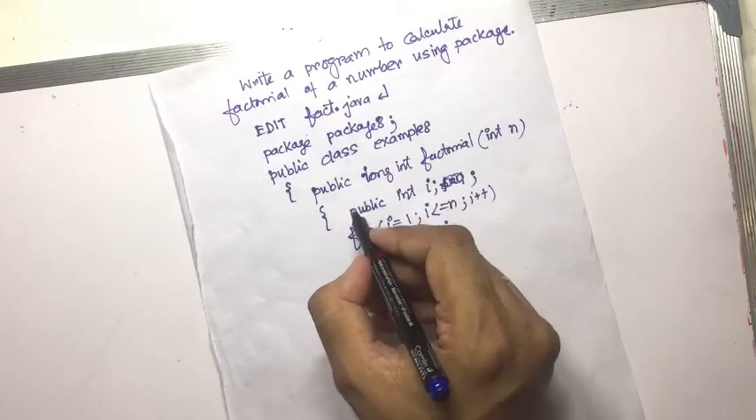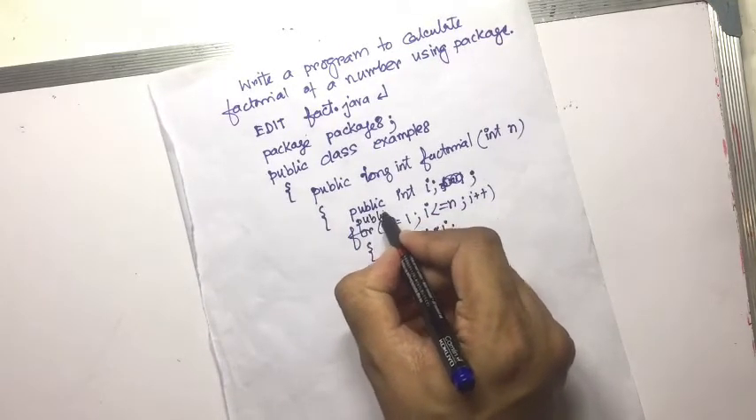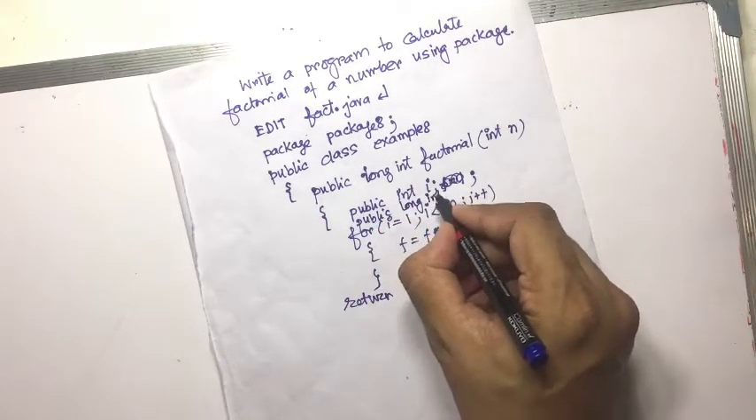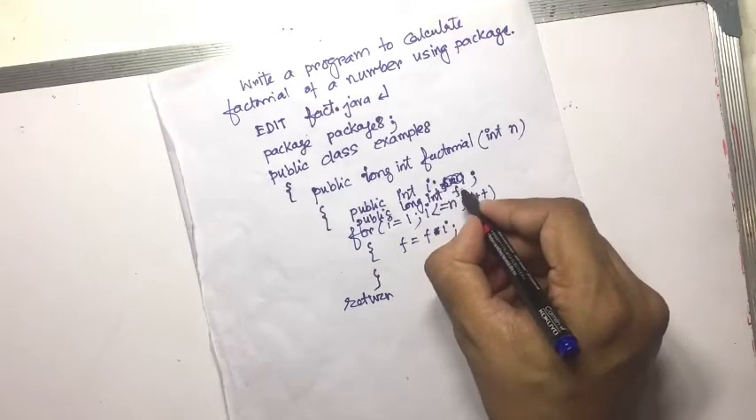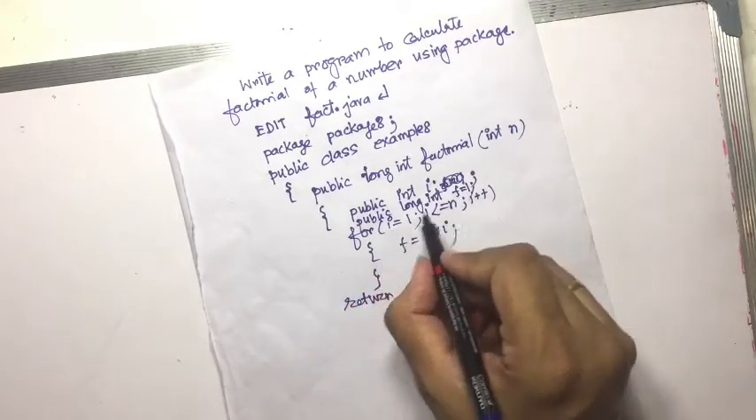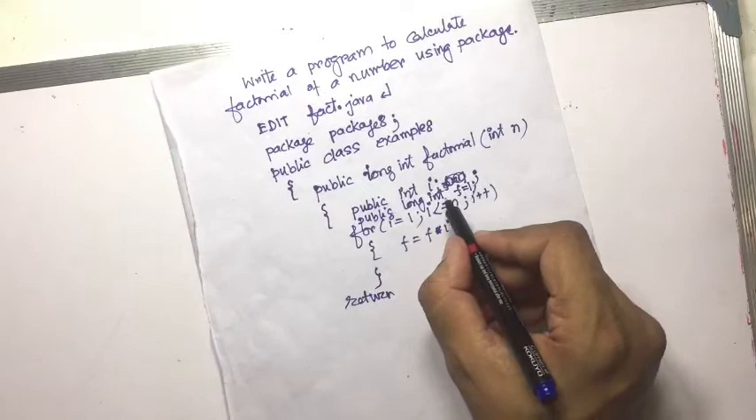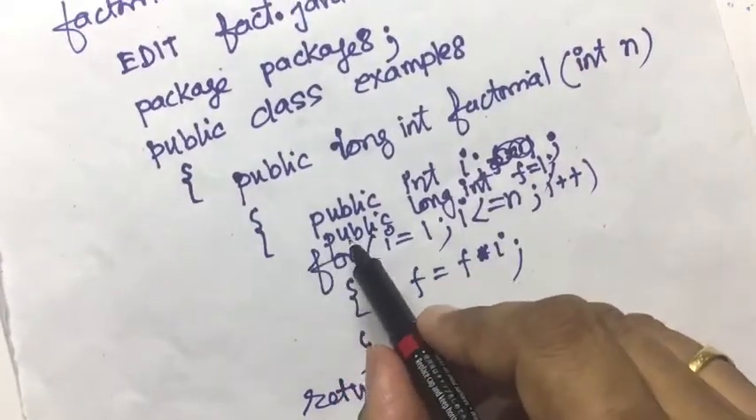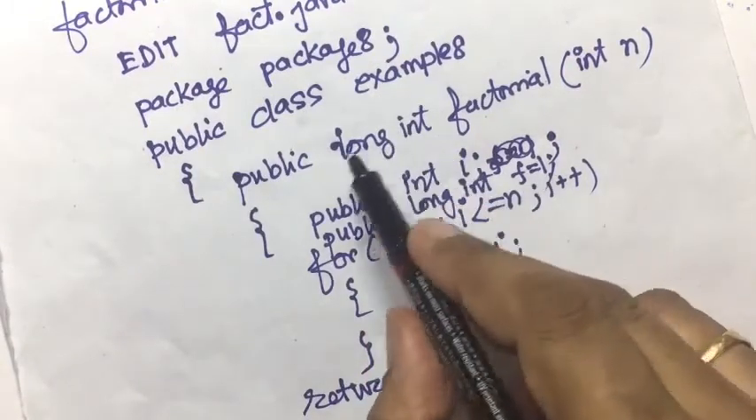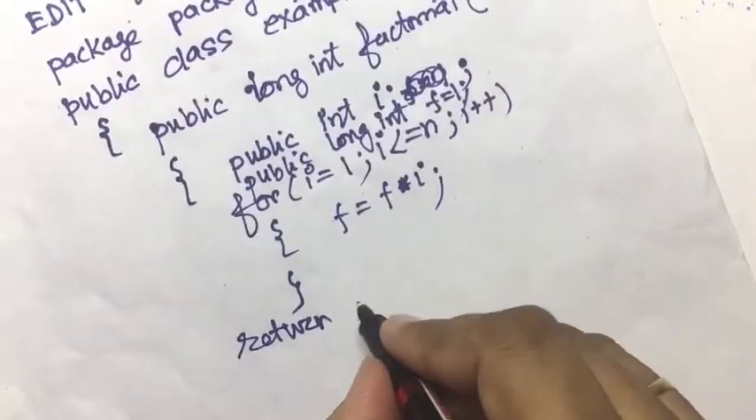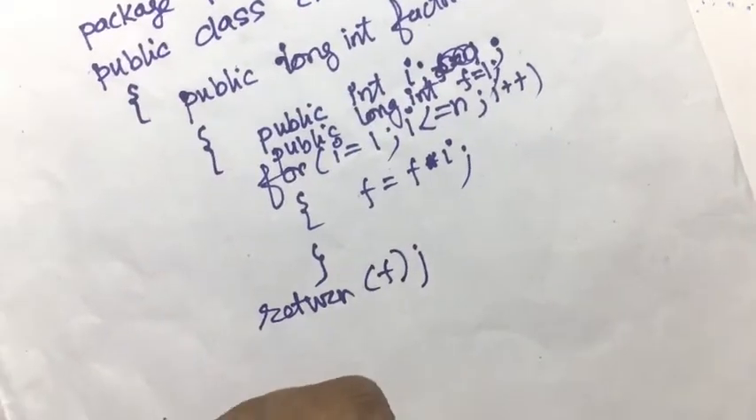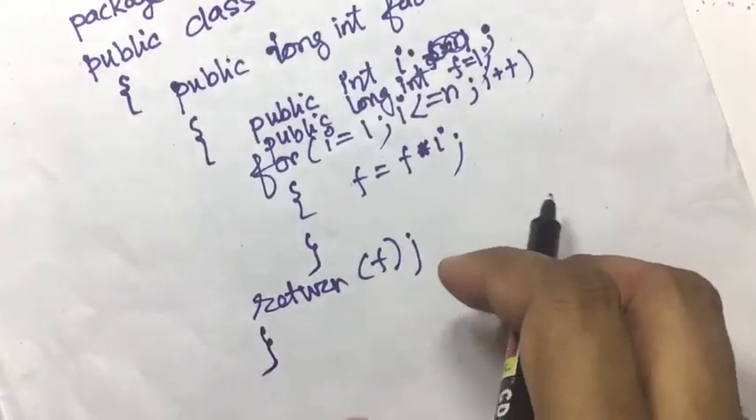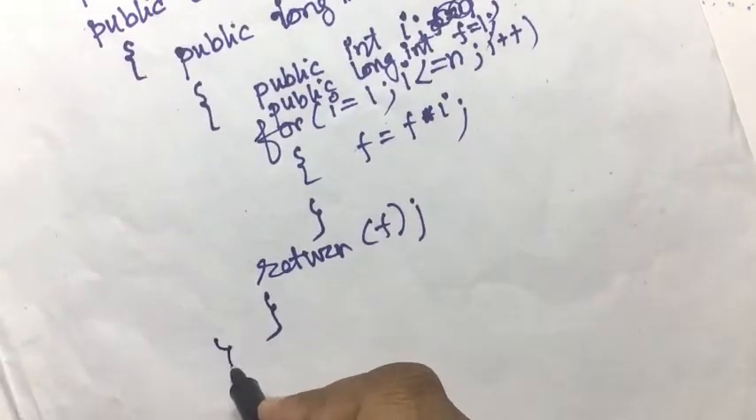I assigned public long int because the return value is long int, so we need to declare public long int f and assign the value 1. i is an integer, but f is long int because the return value is long int. Now return f is the return value. This is the end of the factorial method, and this is the end of the class.